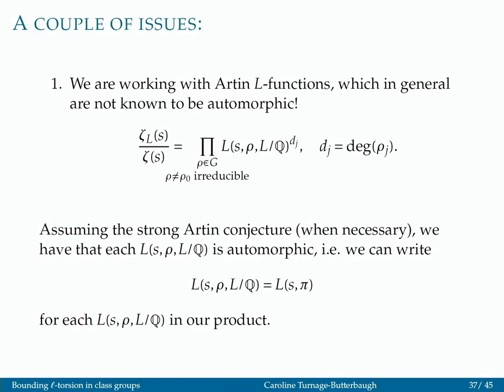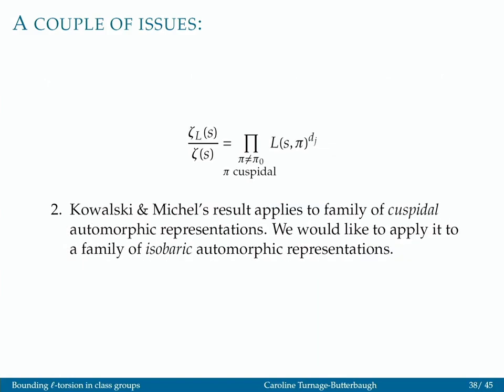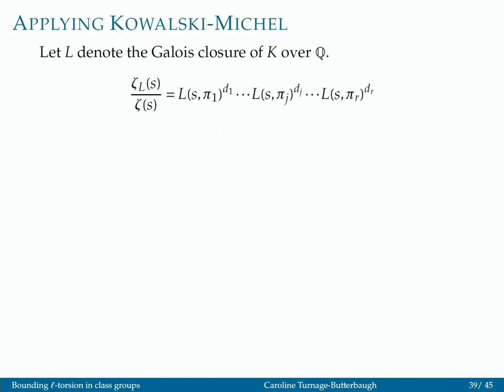This is my other issue that I've got. The other issue is that Michel and Kowalski's result only applies to cuspidal L-functions. But I've actually got what's known as an isobaric automorphic L-function. It's reducible. So we've got to figure out a way to adjust the Michel and Kowalski result to apply to isobaric representations so that I can apply it to each one of these. And actually, to answer your question more precisely, we're going to group all the same ones with their powers and then apply it that way. Okay, so let's see what that looks like, how we're going to do this.